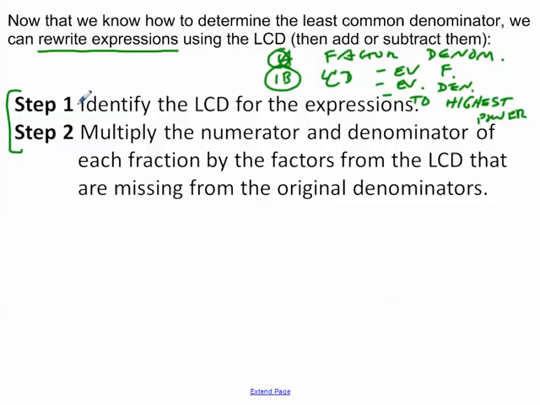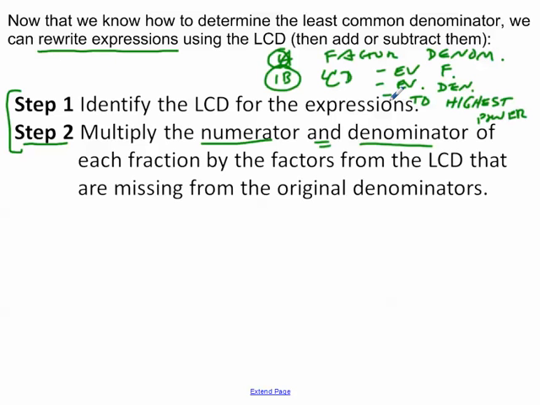So step one here to rewrite expressions is identify the lowest common denominator. What are those steps? Factor our denominator, find our lowest common denominator, which includes every single factor from every denominator raised to the highest power. Step two is probably the most important for rewriting expressions: multiply the numerator and denominator of each fraction that we're given by the factors from the LCD that are missing from the given denominators. So we've got to multiply the numerator and denominator by what's missing in the denominator. So let's take a look at an example maybe.